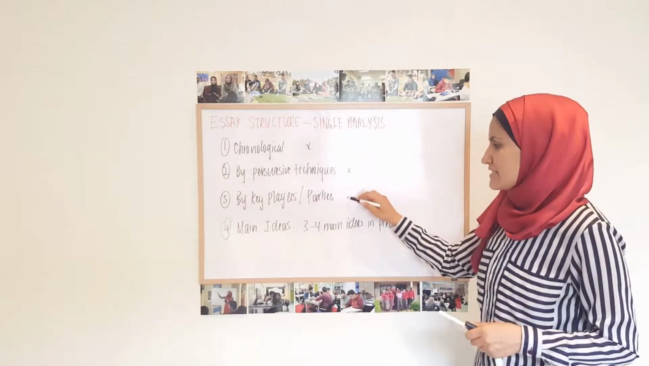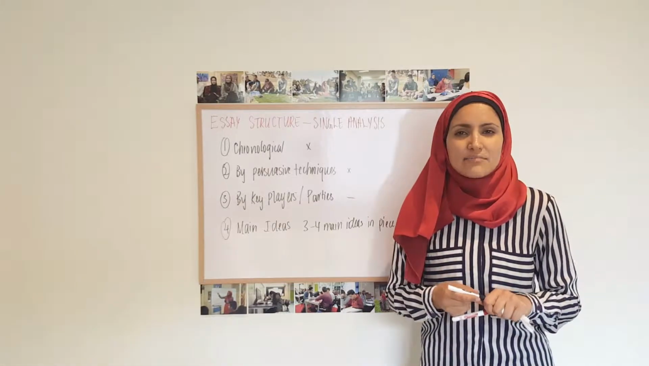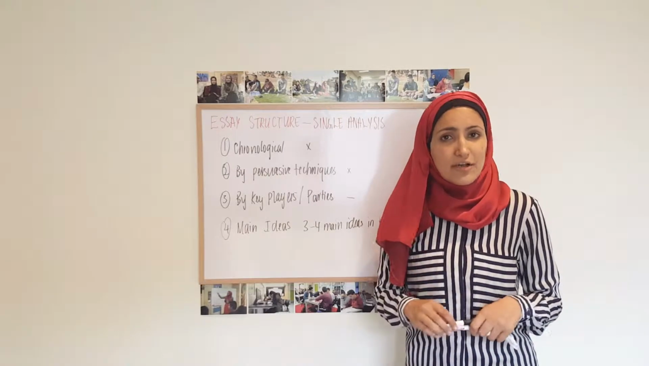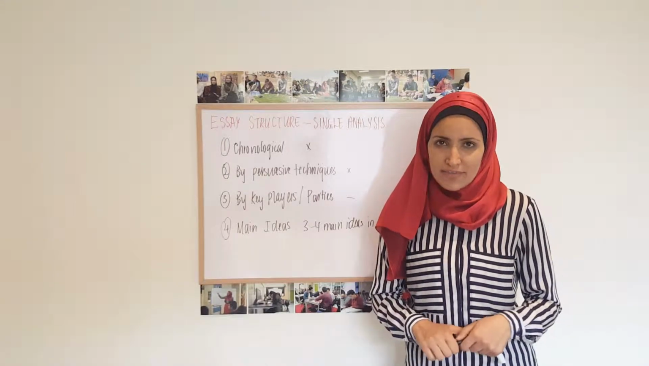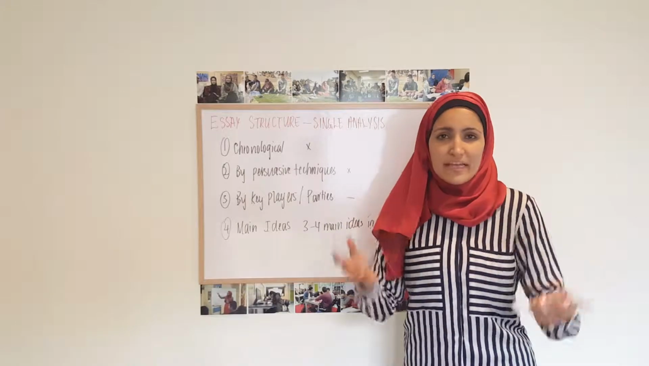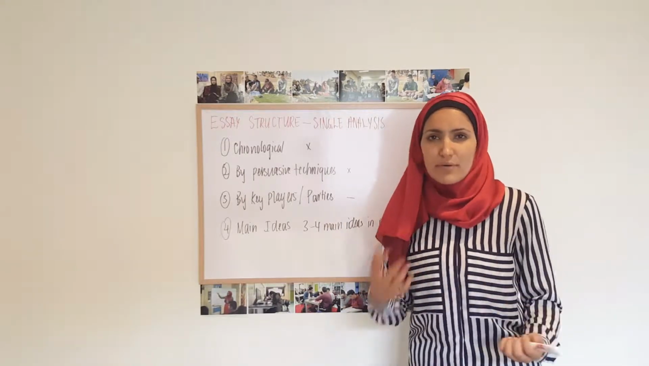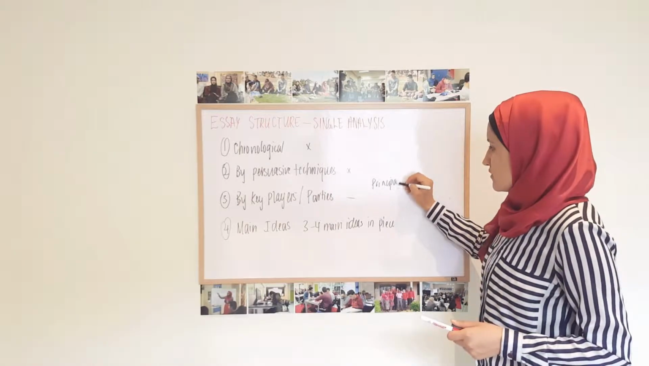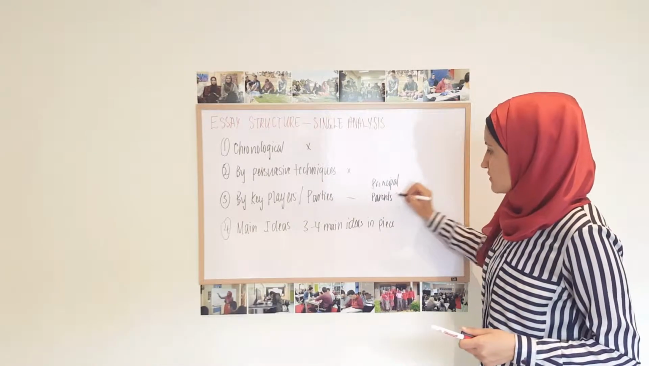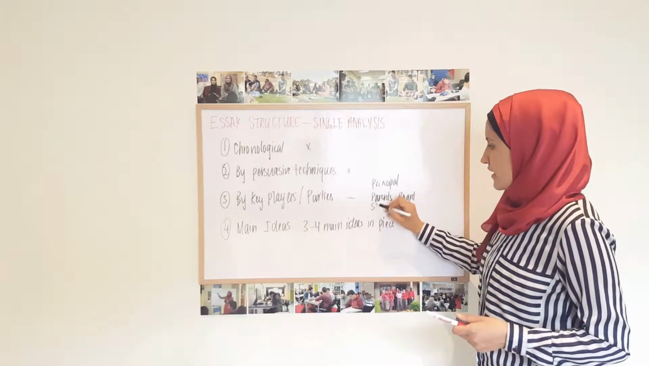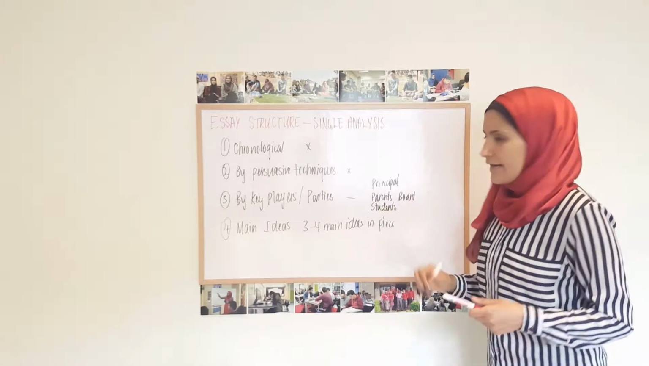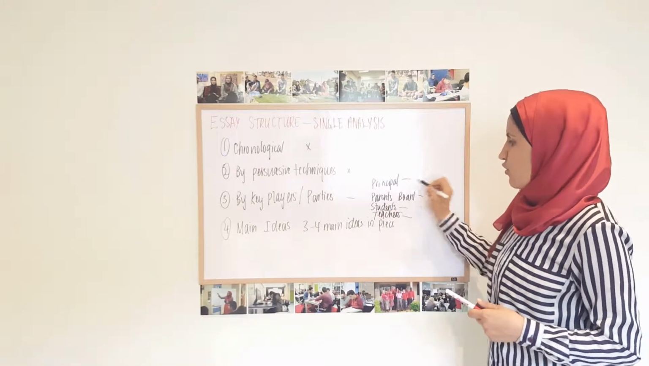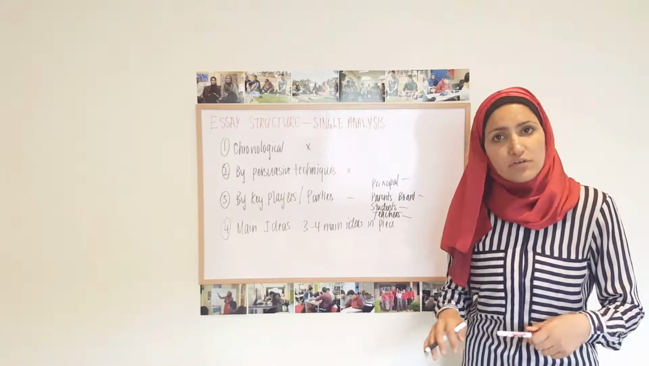The third method is actually the method that I use the most, and that's by key parties. So you find the key players in the issue and you structure your body paragraphs around them. So let's say, for example, there's a school and there's a debate about whether to wear uniform, and the key parties involved are the principal, the parents' board, the students, and the teachers. They all have their opinions, and they're all involved in the issue.